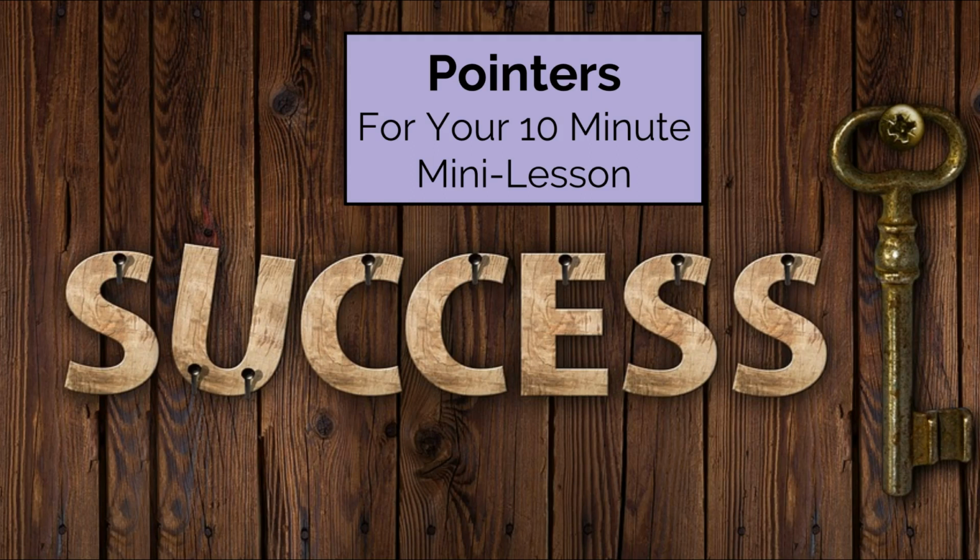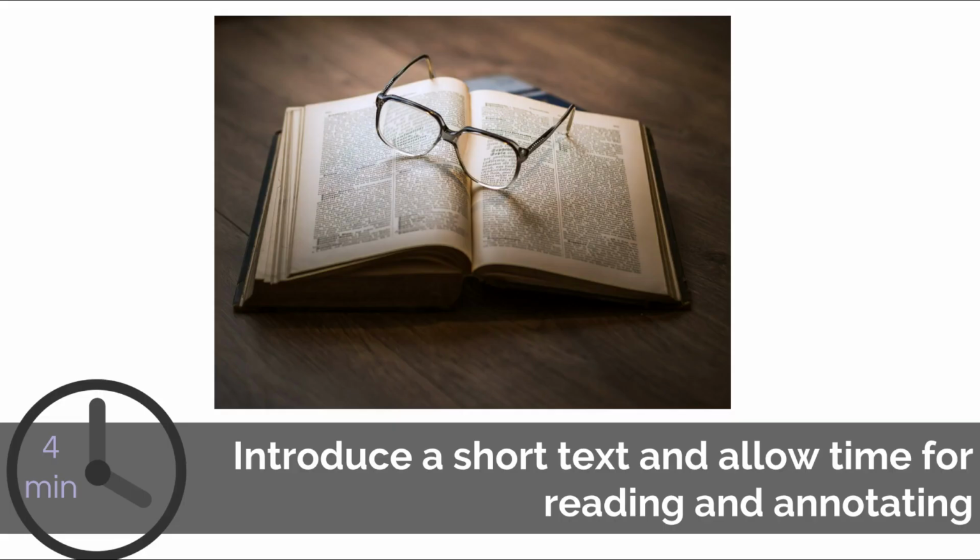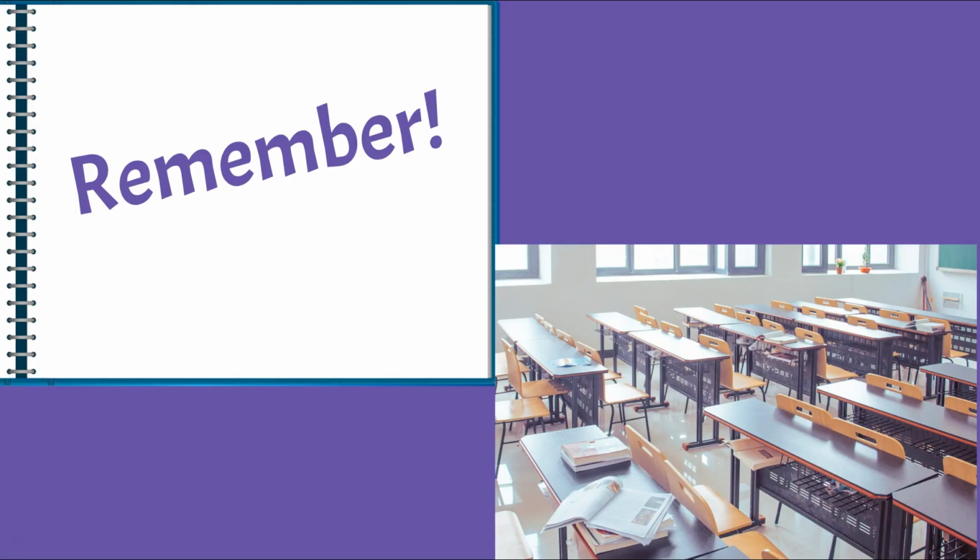The next few slides will contain some reminders and pointers as you prepare for your 10-minute mini lesson. Spend up to the first 4 minutes setting a purpose for reading and building background of a short text, and then having students read and annotate that text. Remember, as students are reading, you as a teacher are circulating around the room and ensuring students are annotating, taking notes, and interacting with the text.